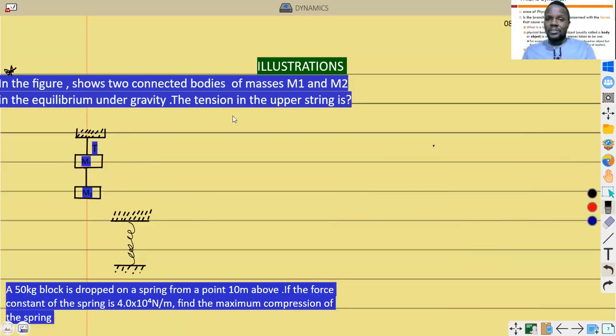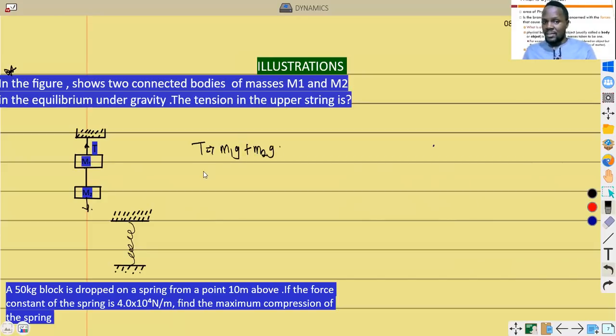The tension in the upper spring is dash. Now, we've talked about this according to what we just talked about, various forces in motion. Tension will act upward, weight will act downward. Tension will balance weight because it's at equilibrium. So from what we have studied, we write T must be equal to the weight of the first one, which is M1G, weight is mg. And the weight of the second one is what? M2G.